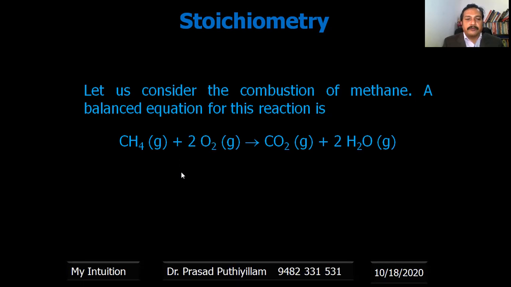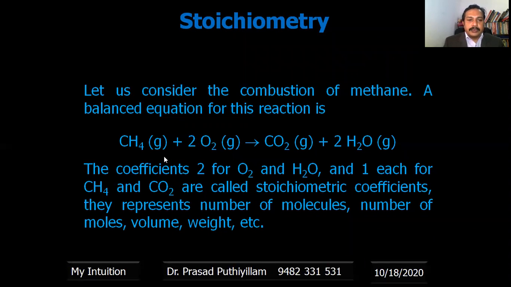The balanced equation for the combustion of methane is CH4 gas plus 2 O2 gas gives CO2 gas plus 2 H2O gas. Here the G in brackets represents that all the reactants as well as products are in gaseous state. If you write S, it represents solid state. If you write small letter L, it represents the liquid state. So here all are in gaseous state, therefore given G.